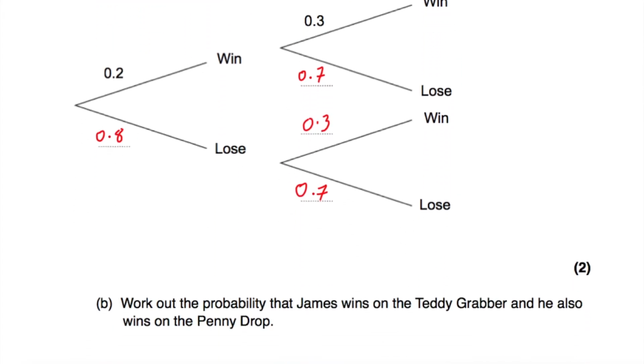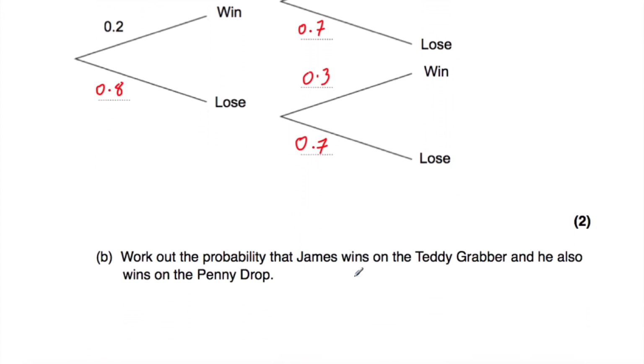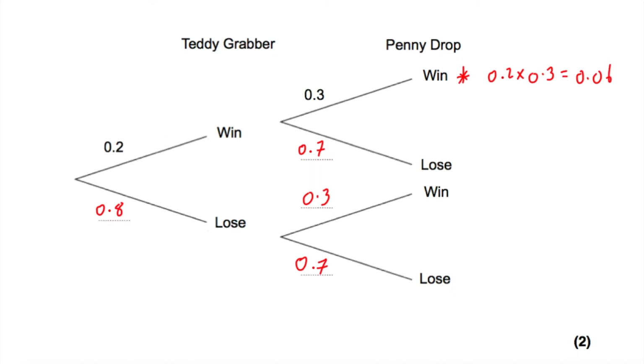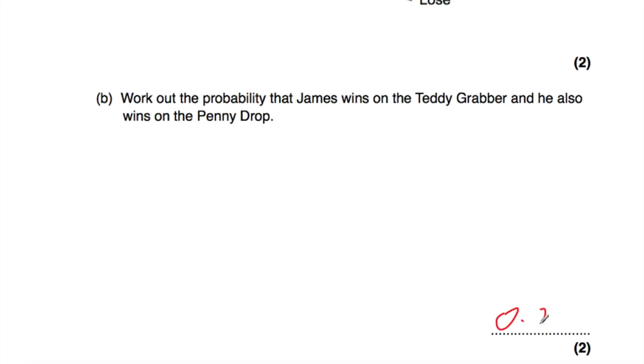That's part A. Part B says, work out the probability that James wins on the teddy grabber and he also wins on the penny drop. So we want the probability of a win and a win. We multiply these probabilities together, so 0.2 multiplied by 0.3 is equal to 0.06. So the probability that James wins on the teddy grabber and the penny drop is 0.06, and we find that by multiplying these probabilities together. And that's it.